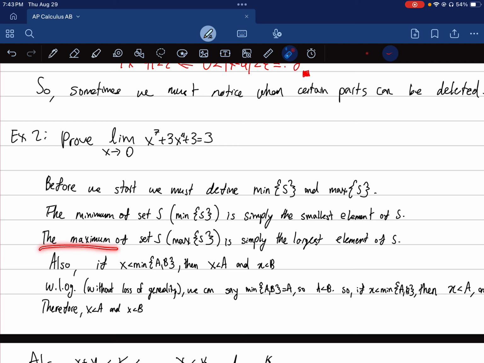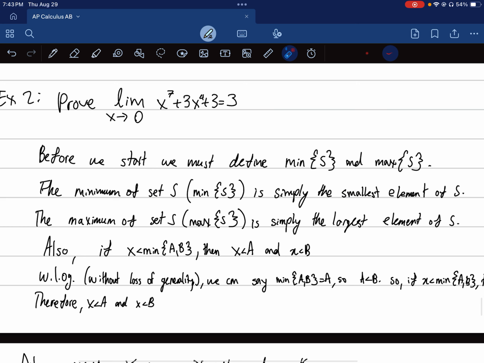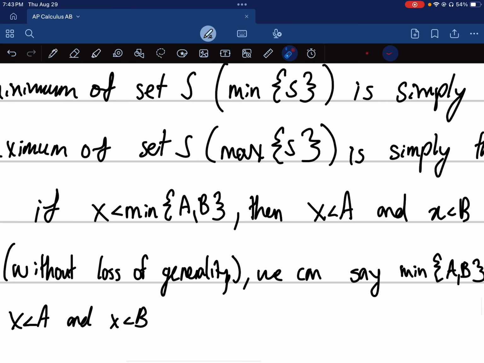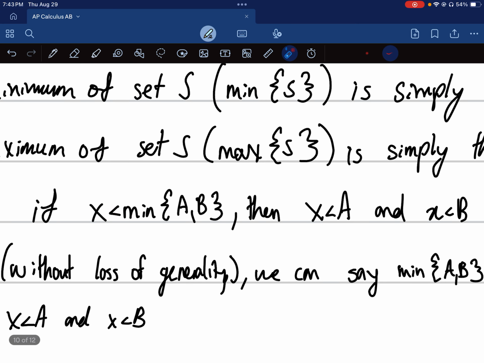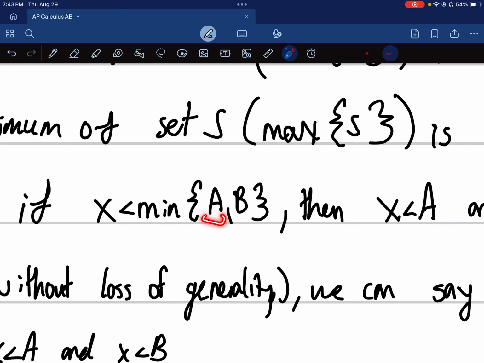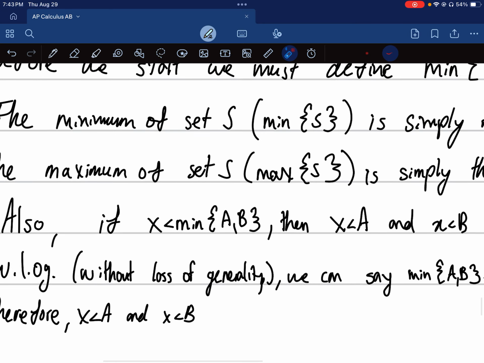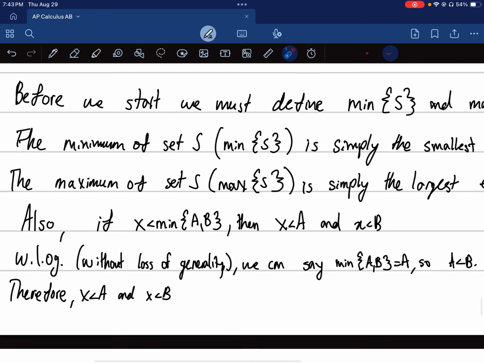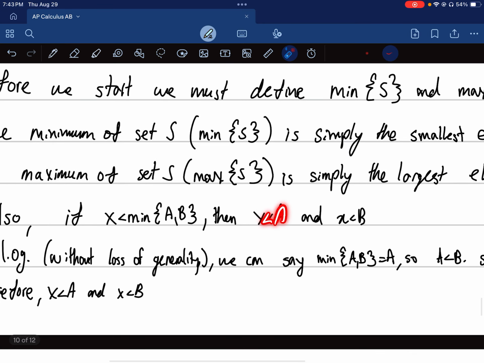And likewise, the maximum of set S is just the largest element of set S. Also, if we say X is less than the minimum of any set, but for simplicity we're just going to do A comma B, then we know that X is less than A, and X is less than B.